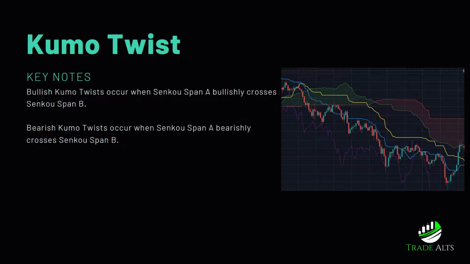So a bullish Kumo twist occurs when Senkou Span A bullishly crosses Senkou Span B, which is not this example that you see here. A bearish Kumo twist occurs when Senkou Span A bearishly crosses Senkou Span B, which is exactly what you see here, meaning that cloud was once bullish. You get your bearish Kumo twist here. Now the cloud is bearish.